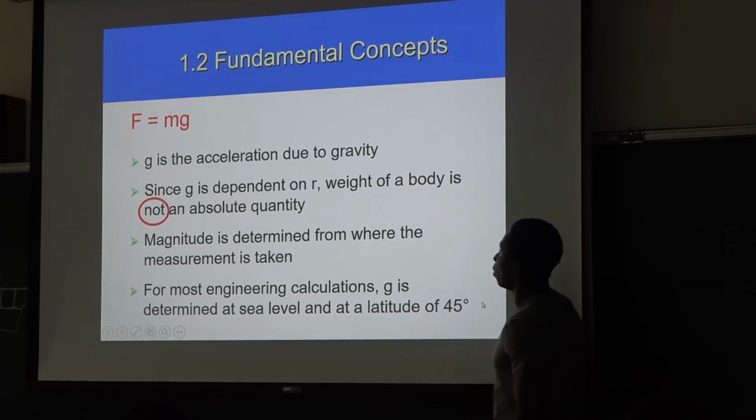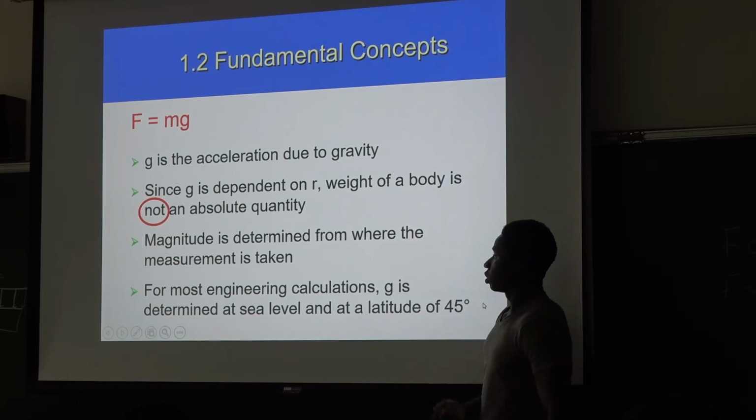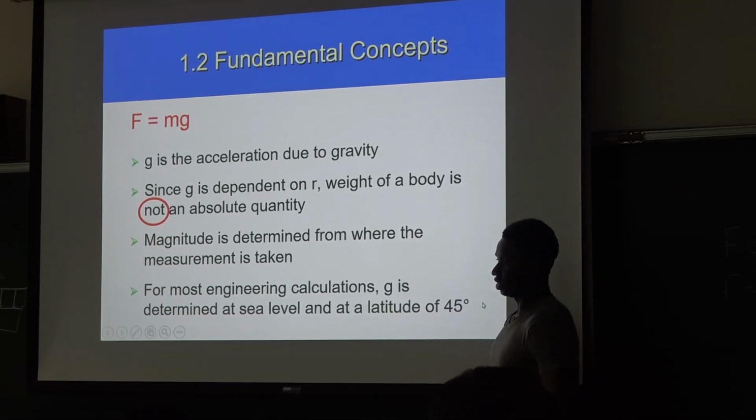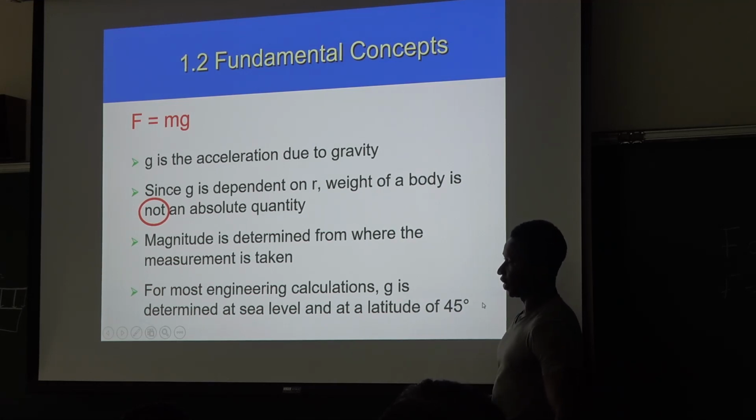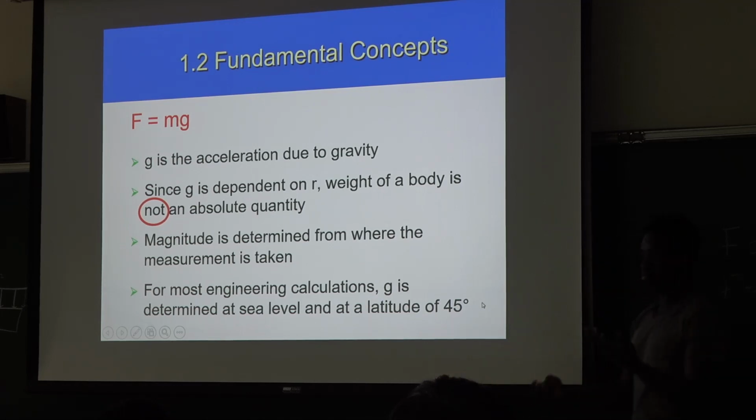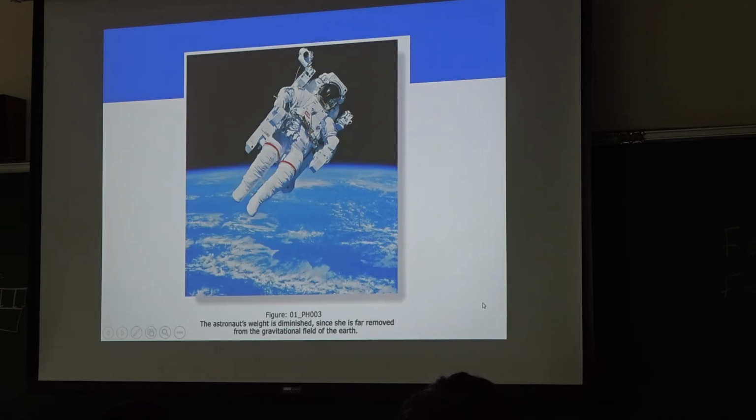So the weight of a body is not an absolute quantity. It's not fixed. It can change depending on the location because g depends on R, and the magnitude is determined from where the measurement is taken. Okay? So it says for most engineering calculations, g is determined at sea level and at a latitude of 45 degrees. This is if they are trying to get very accurate measurements. But in practice, for the most common things, we typically will not follow this.